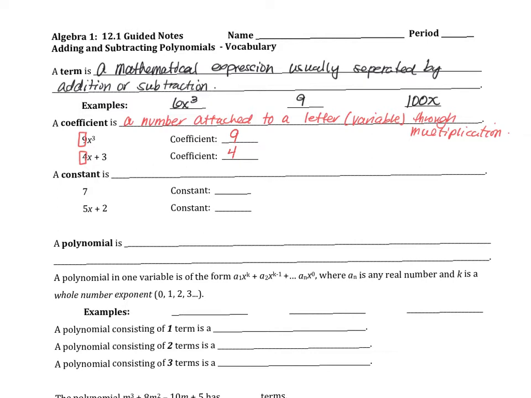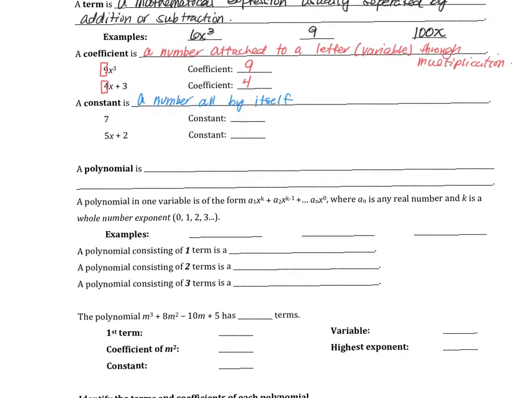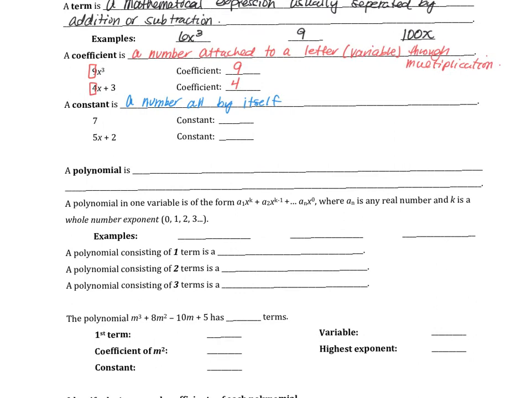All right, so we have a constant is a number all by itself. So it's like that Celine Dion, all by myself. Anyways, so a constant, 7. Now 5 is a coefficient. 2 is a number all by itself.